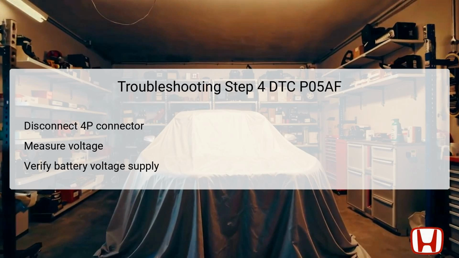If battery voltage is detected, this indicates the power supply to the grille is functioning correctly. Conversely, if there is no battery voltage present, this points to an open circuit in the +B FR fog VMP wire, requiring immediate repair to restore proper current flow.